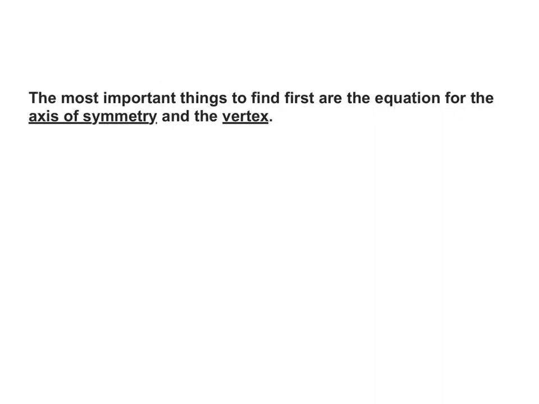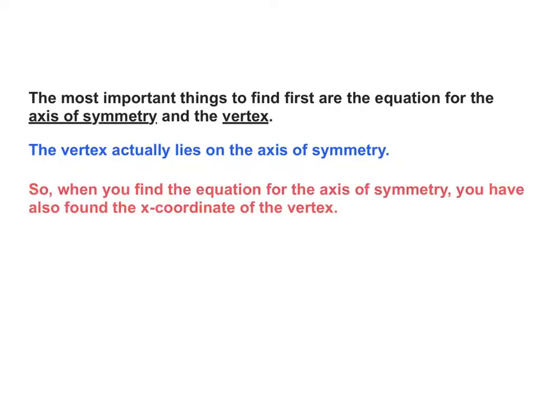Again, the vertex lies on the axis of symmetry. And you're going to see why that's really important here in a second. When you find the equation for the axis of symmetry, you've actually found the x-coordinate of the vertex. Because the axis of symmetry is the equation x equals something, that something is the x-coordinate of the vertex. Which means all we need is the y-coordinate of the vertex, and we have the vertex.